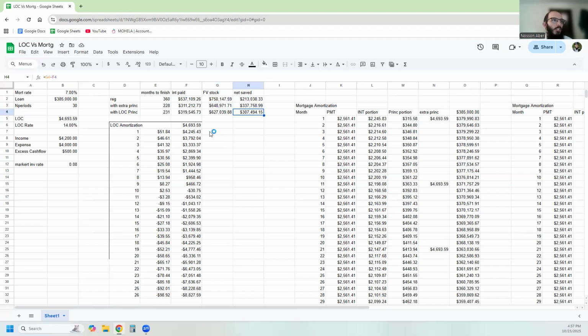but if you do the net at 7% with these terms, it's important to say with these terms because all of these terms make a difference. With these terms, extra principal payment wins.